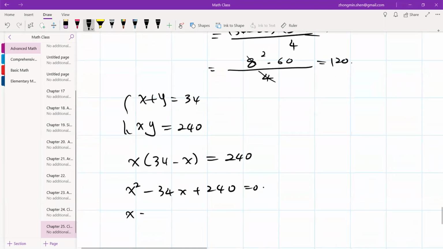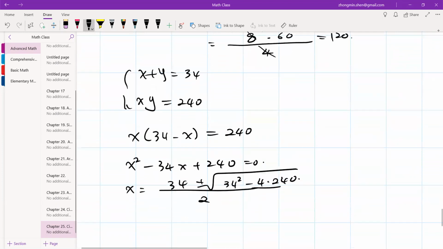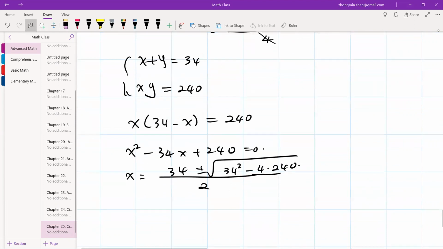So you can solve. You get two solutions. You just choose the smaller number. Okay. Yeah. So 34 plus minus the square root of b squared, 34 squared minus 4ac. Okay, and since you have to choose the smaller number, your answer will be minus, not plus.